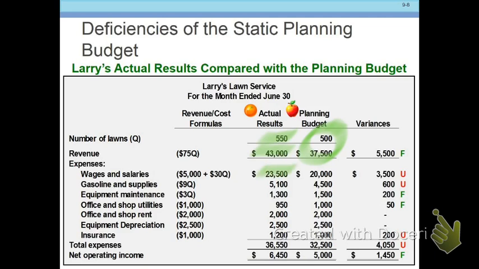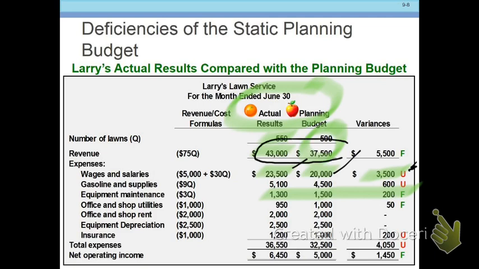In some cases, he spent more than was expected, and that was an unfavorable variance. In other cases, equipment maintenance, for example, his expenses came in less than expected, so those are favorable. And the real problem here is we're comparing apples to oranges. It's hard to say that he budgeted for 20 grand in salaries and he actually spent 23.5, that's really unfavorable. It's hard to say that because he mowed more lawns than he thought he was going to mow. So we need to find a way to compare these two.